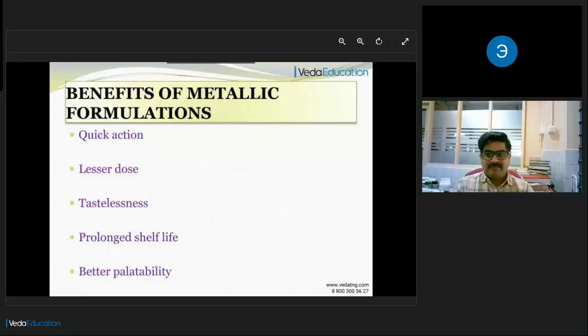Okay? So for that purpose, we will compare the effectiveness, the upper hand, or the benefits of these medicines. We will compare them with the herbal medicines and find out what is the difference between both.